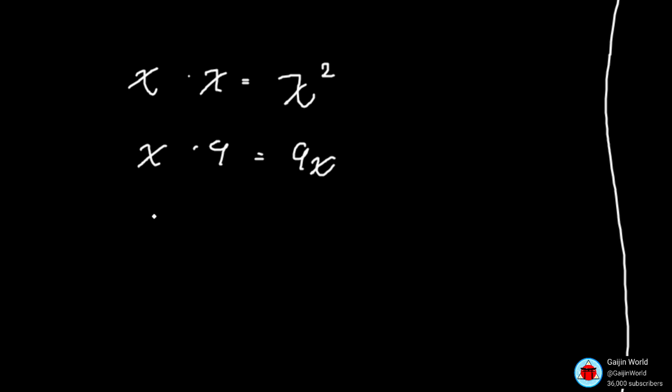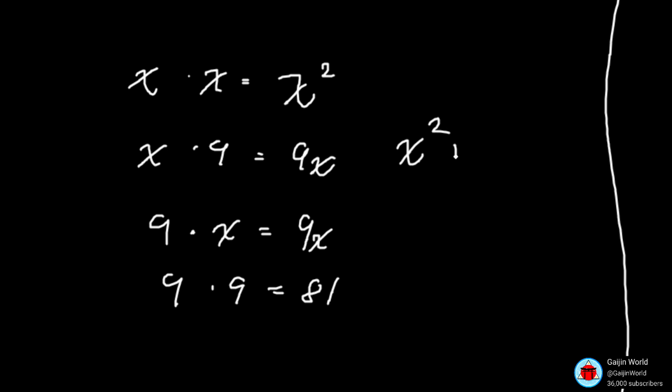Alright, back to this one. Next you have 9 times x. You'll get 9x again. And then lastly, 9 times 9 would be 81. Now you write it out: x squared plus 9x plus 9x plus 81. Can you fit it? I think it can fit. There you go. So now it looks like this.